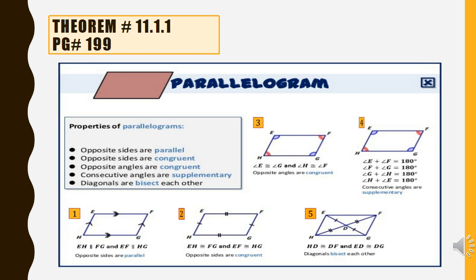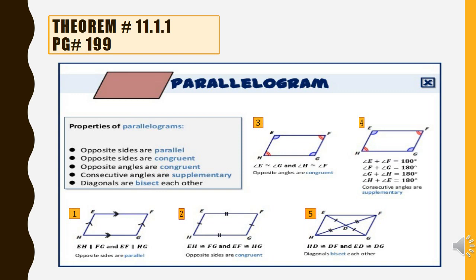The third property is that opposite angles are congruent. Look at the third diagram of this page. First of all, students, learn which angles are opposite to each other in a parallelogram. In parallelogram EFGH, angle E is opposite to angle G, and angle H is opposite to angle F. According to the property of the parallelogram, the opposite angles are congruent. It means the opposite angles' degrees will be the same.